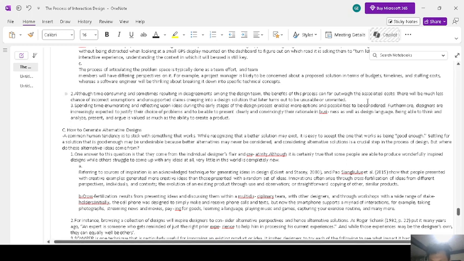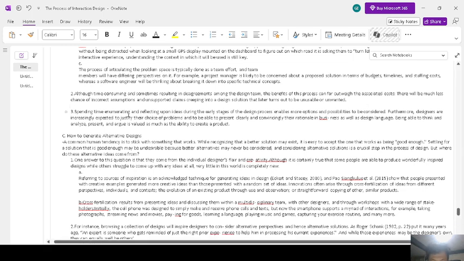So basically, designers are increasingly expected to justify their choice of problem and to present clearly and convincingly their rationale in business. Being able to explain, articulate, analyze, and present your ideas is as valuable as designing. Designers today now have to explain the requirements or the problem.